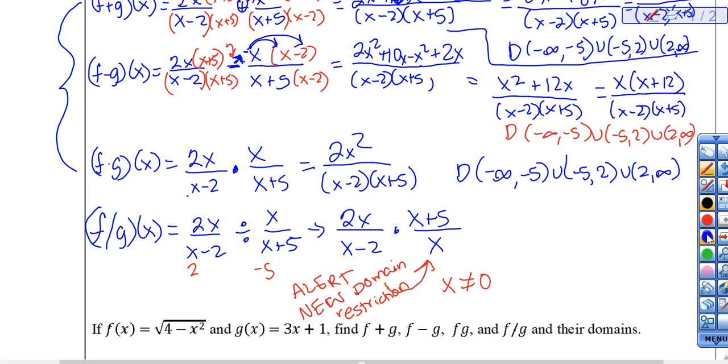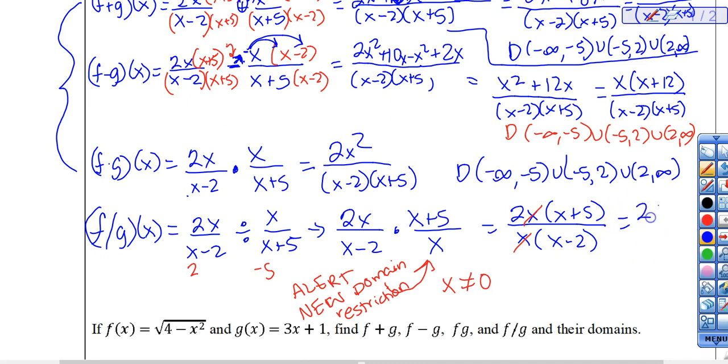All right, so let's multiply. So we have 2x times x plus 5. Don't have to multiply it. We're good. Over x times x minus 2. And I didn't multiply because I want to leave them factored out so that I can do what? What can I simplify here? The x and the x. Exactly. So that's why I'm not multiplying, because I know I want to simplify here at the end.